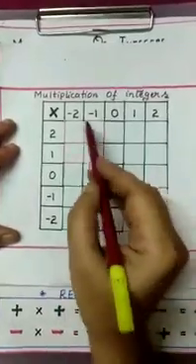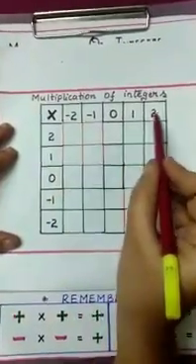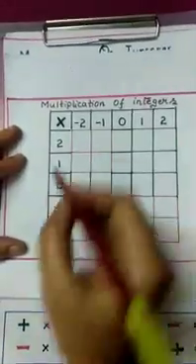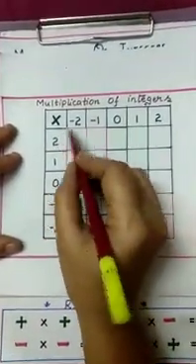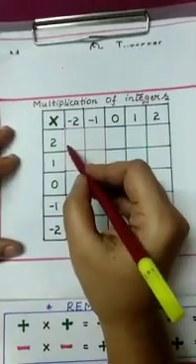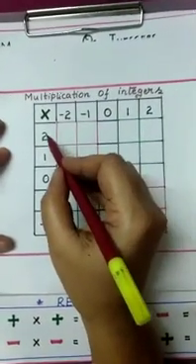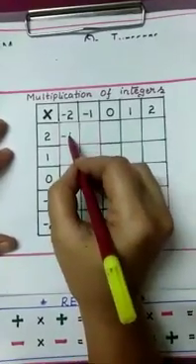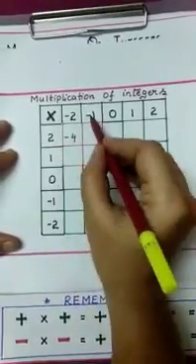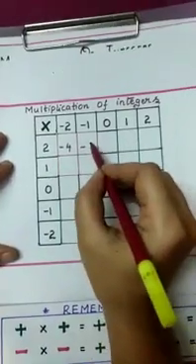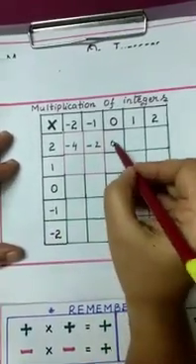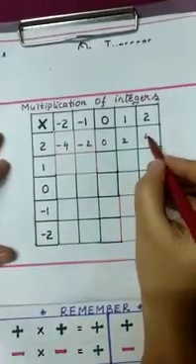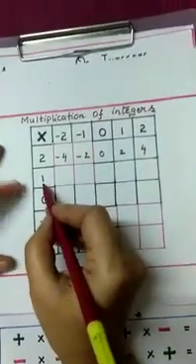Now here is a table. We have 5 integers horizontally and 5 integers vertically. Let us multiply this. First with 2 we will multiply all these integers. While doing multiplication, first multiply the symbols. Plus into minus minus, 2 2s are 4. Plus into minus minus, 2 1s are 2. 2 zeros 0. 2 1s are 2. 2 2s are 4.